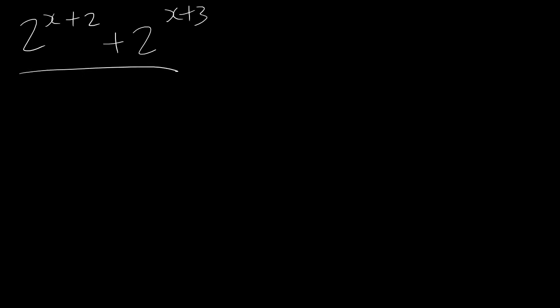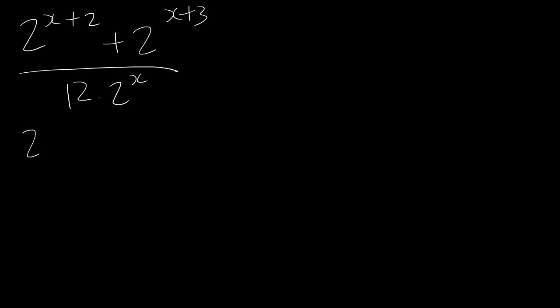So in these type of examples, we need to separate these exponents and look for a common factor. So we have (2^(x+2) + 2^(x+3)) all over 12 times 2^x. So what we need to do first is to separate them.